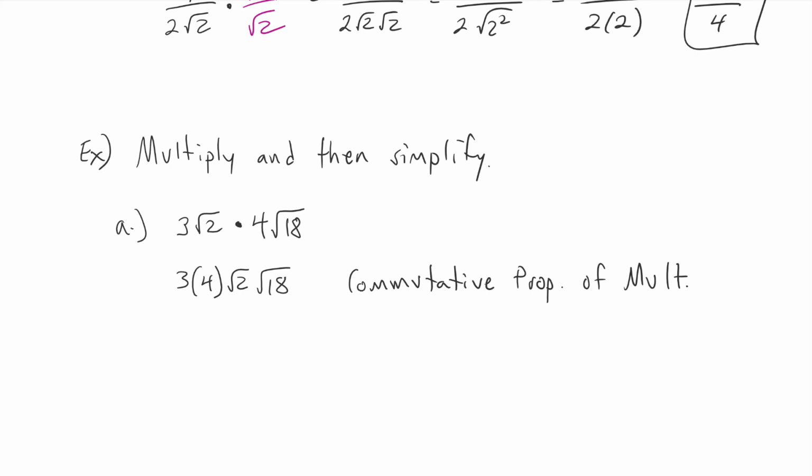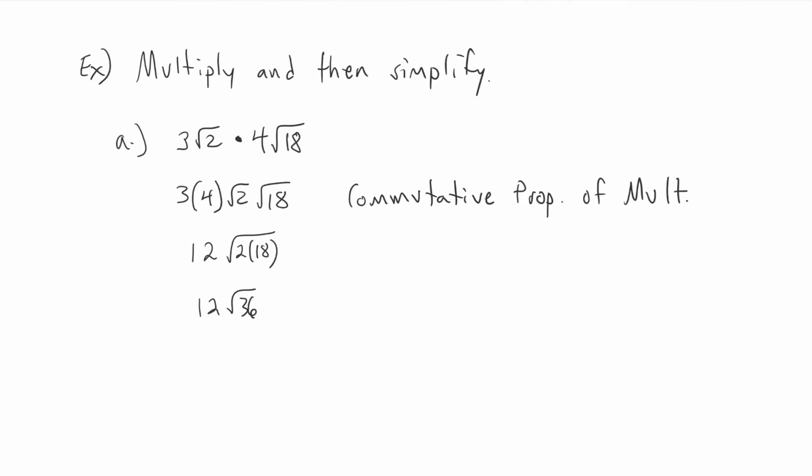Now let's do our multiplication. This would be 12 times the principal square root of 36. Ooh, but we know what the principal square root of 36 is. It's 6. That's a perfect square. So this ends up being 72.